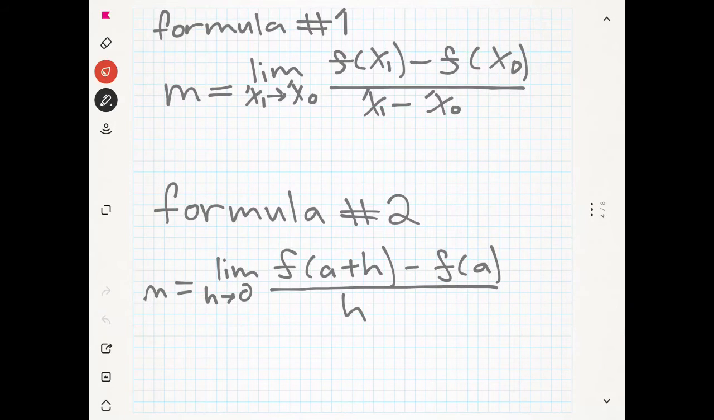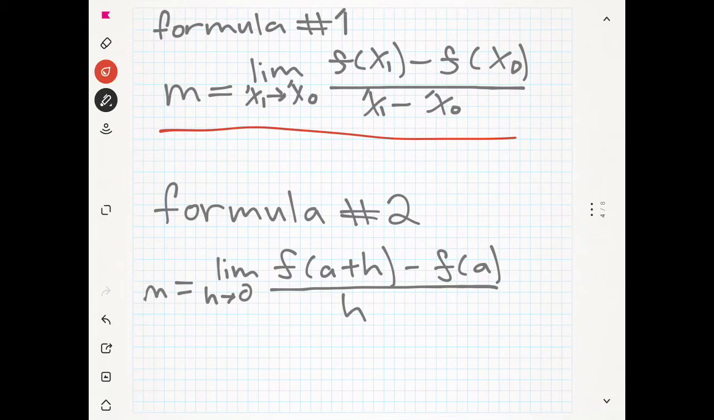And here they are. So formula number one, it's over here. m is equal to the limit as x1 approaches x0 of f of x1 minus f of x0 over x1 minus x0. So essentially, this is kind of similar to your slope formula. If you guys can remember the rise over run, where we did y2 minus y1 over x2 minus x1. It's kind of the same thing pretty much. Yeah, and it's very straightforward, very simple to use.